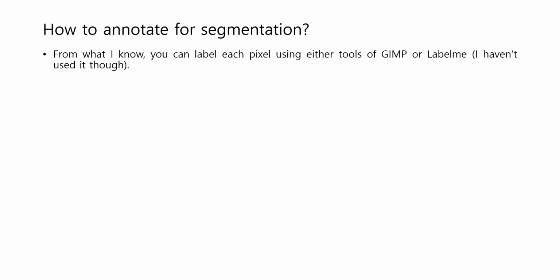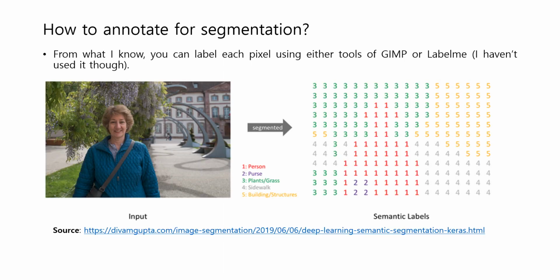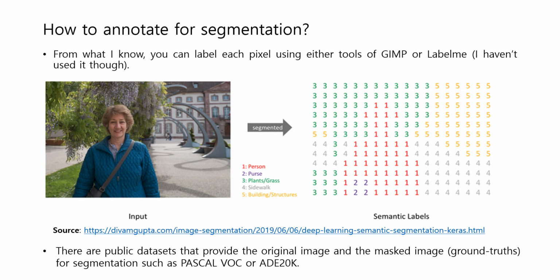So how can we annotate the ground truth images for segmentation? From what I know, you can label each pixel using tools such as GIMP or LabelMe. I haven't used them though. So here's an example image of a woman, and there are five classes, and each pixel is annotated with one of these five classes. And fortunately, you don't have to annotate all the training images for their ground truth images.